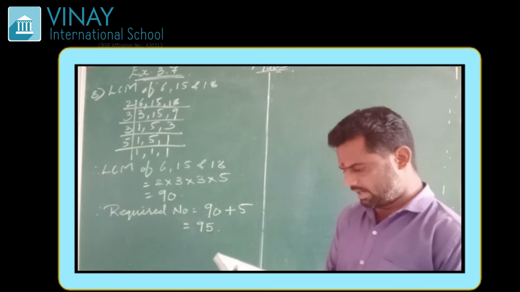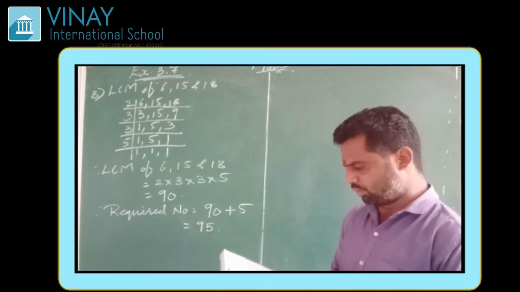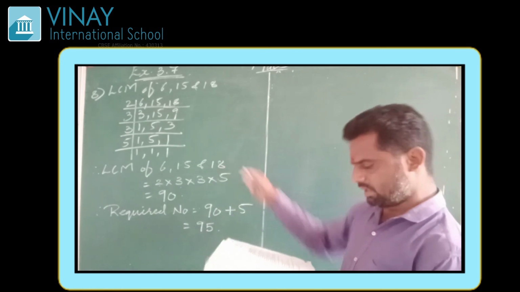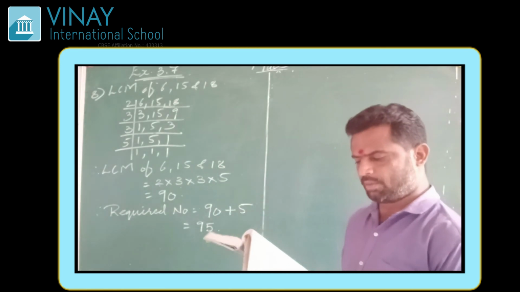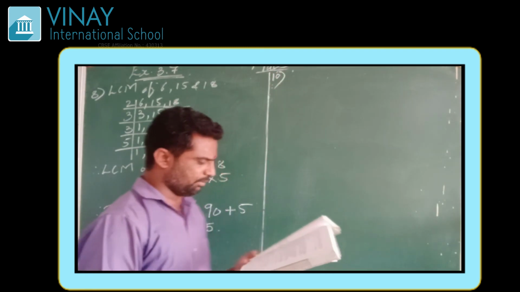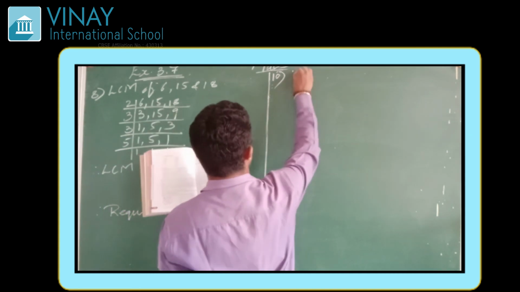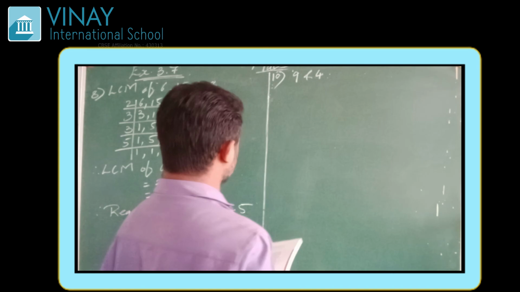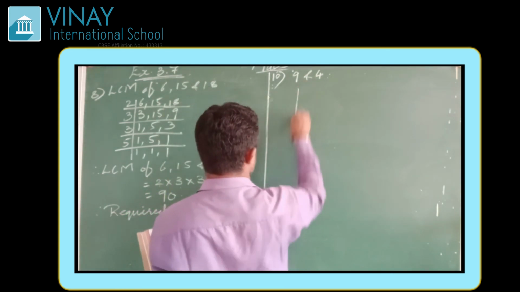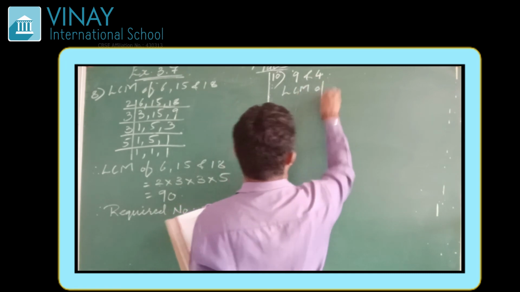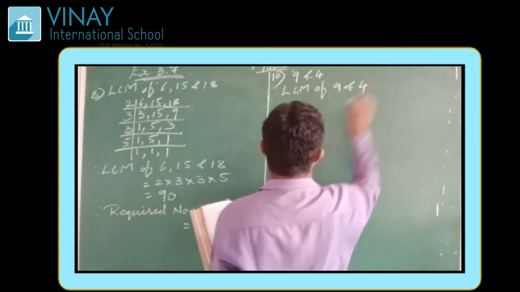Question number 9 is: find the smallest 4-digit number divisible by this and this and this. This is the same as we had done earlier. Let us do question number 10. Find the LCM of the following numbers. The first one is 9 and 4. We have to find the LCM of 9 and 4.